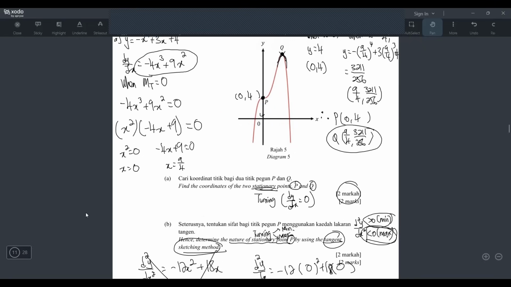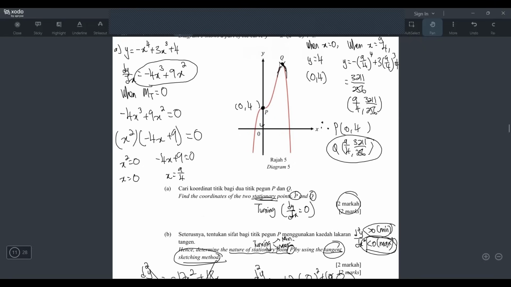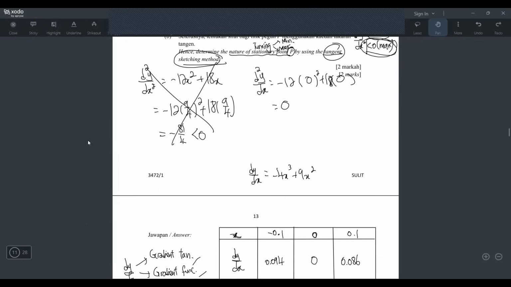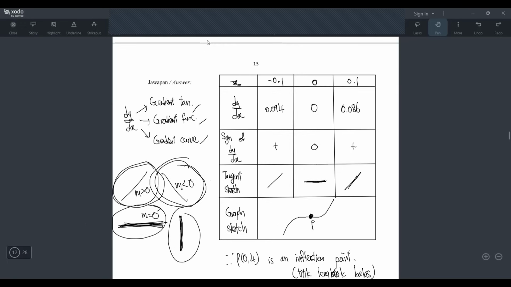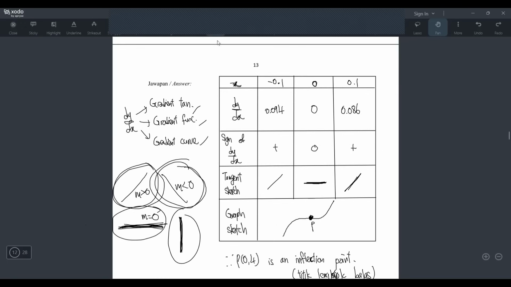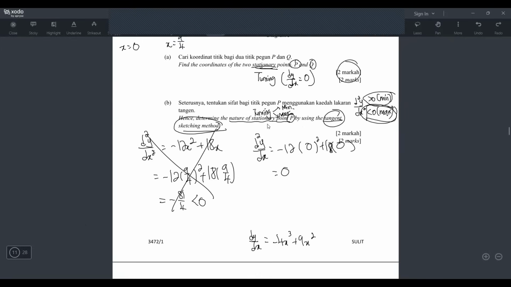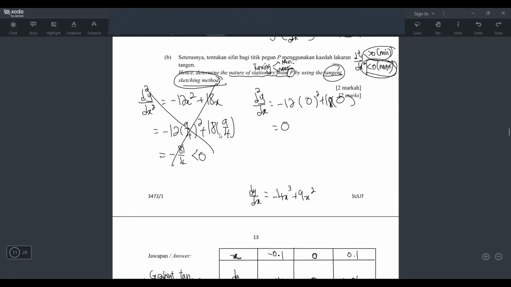That is why I have to use the tangent sketching method. Because if the point is, for example, point Q, you don't need the tangent sketching method to know whether this is maximum or minimum. This is definitely maximum. But point P, you can't determine. That's why, remember, we call this the inflection point. All right. I hope you understand how to do it. Actually, this tangent sketching method comes out quite a few times in trial papers.